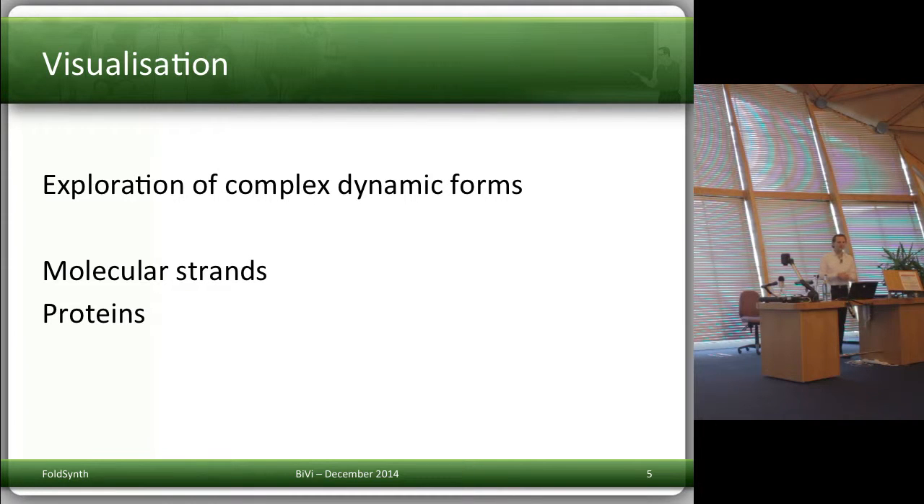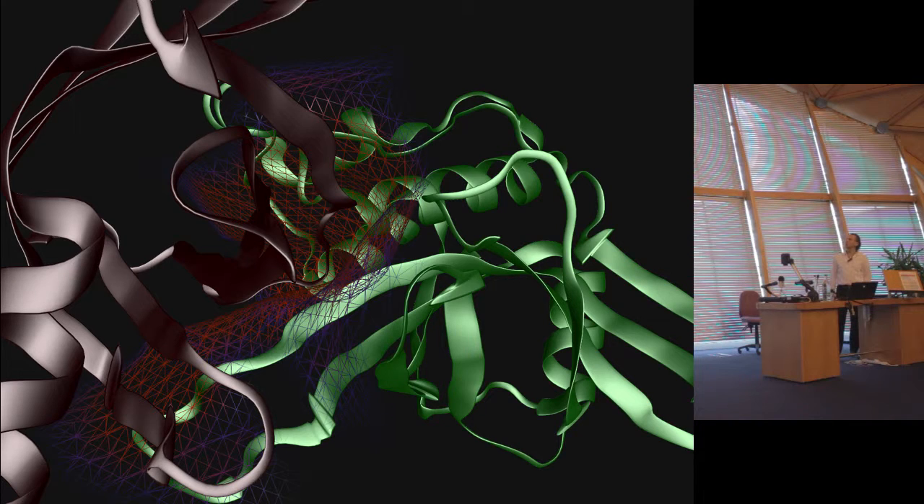So FoldSynth itself is a project where we explore complex dynamic forms. All these words, I think, are important here, and you'll see the dynamic side comes into play. We focus on the area of molecular strands for now. In particular, in the last couple of years, we've looked at proteins, but what you've seen today could be extended to RNA or other such strands. So, a classical view, which we will get within our interface, and we mix it here. Here is a more recent project, which Professor Stumberg mentioned yesterday, BioBlocks, where we look at protein docking, and here we are seeing a view on an intermediate medial surface that guides the docking.